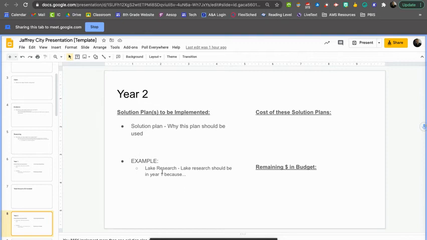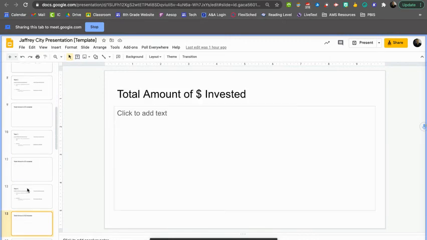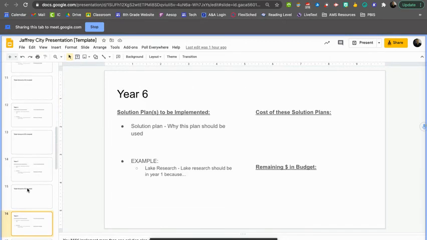You have the example. So for instance, maybe I wanted to do lake research. I could say lake research should be in year 1 because, and so on. I just give a little example. So this is your why section down here. Again, this is the piece that I'm most interested in. And then over here, you have your remaining money in your budget. And so year one, year two, year three, all of the years are the exact same format, but it goes down all the way to year 10.